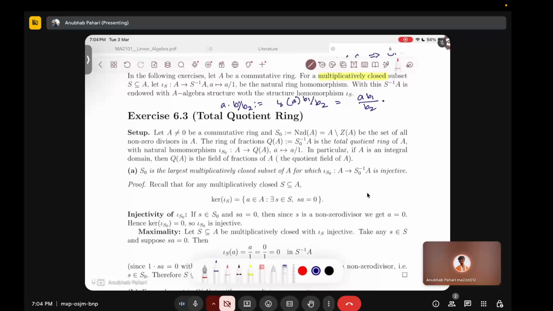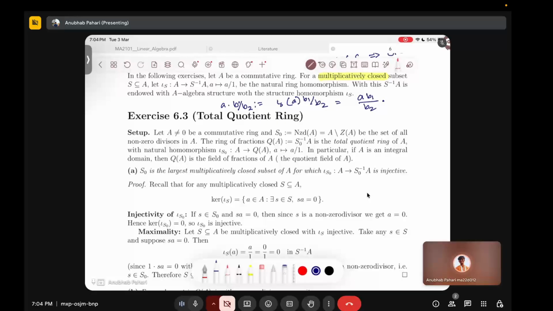If A is an integral domain, you can see that Z(A) is only 0. Therefore, this NZD of A is A minus 0. Like for Z, you will see that the NZD of Z would be Z minus 0. Z means the integers, and the Q of Z would be the rational numbers. So it is called the field of fractions of A. The definition is coming from there.